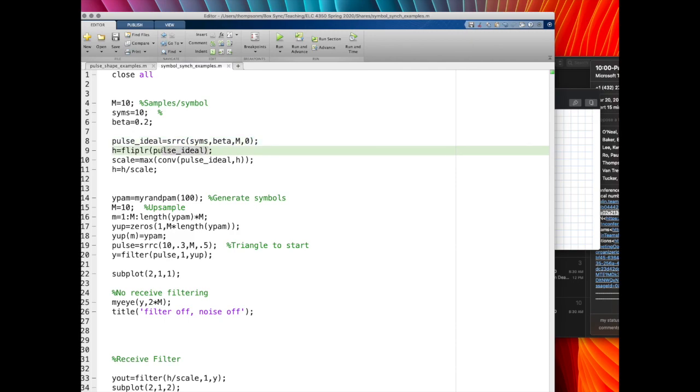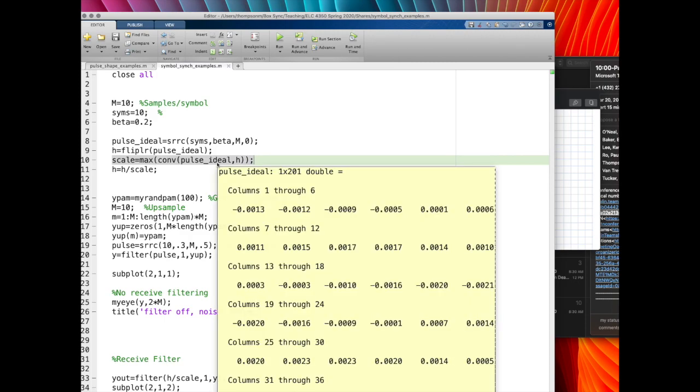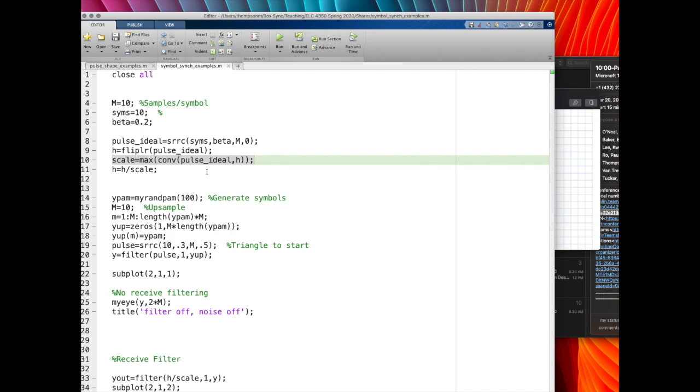This is the impulse response for pulse shape filtering. So what we know is that with pulse shape filtering, we flip the pulse shape, call that the impulse response, and then we might have to scale it. We do have to scale it, as a matter of fact. So what I do is I calculate the maximum of the convolved shapes. That will give me the peak that's coming out of the filtering step. And then I take the impulse response and I divide it by that scale factor.